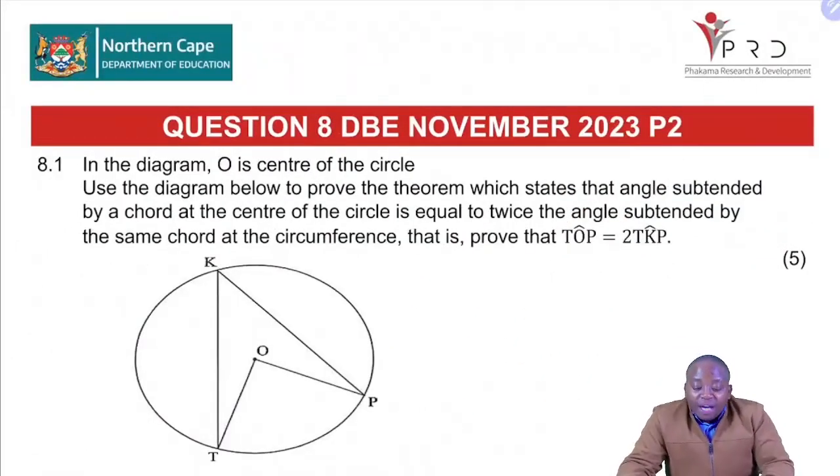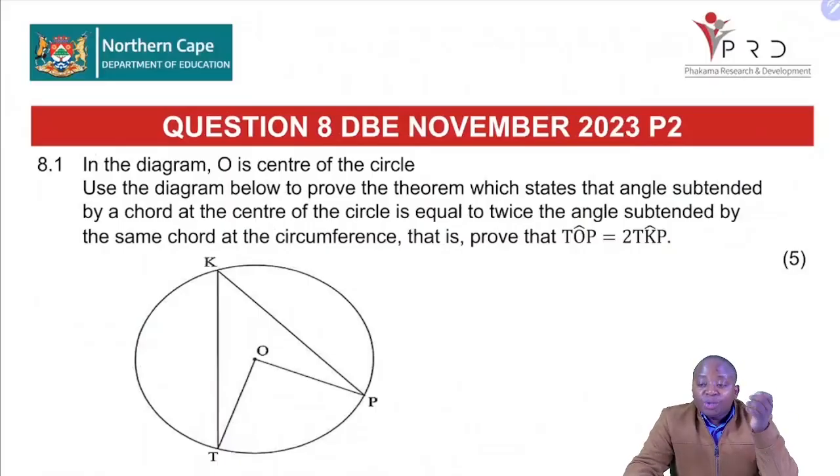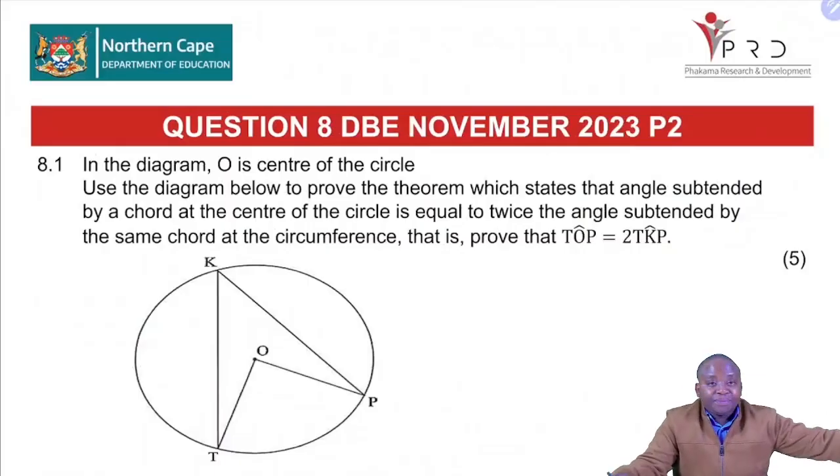Now, grade 12, let us now focus our attention on Euclidean geometry. In Euclidean geometry, we have 8.1. 8.1 is allocated 5 marks. And for this question, you are going to be given 5 minutes to complete this activity. And your 5 minutes start now.